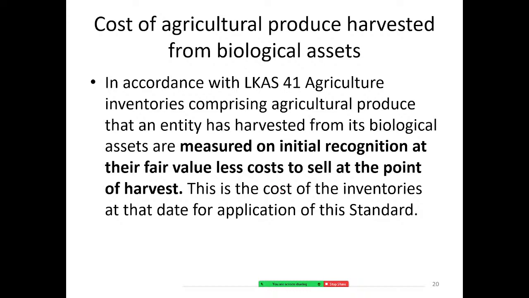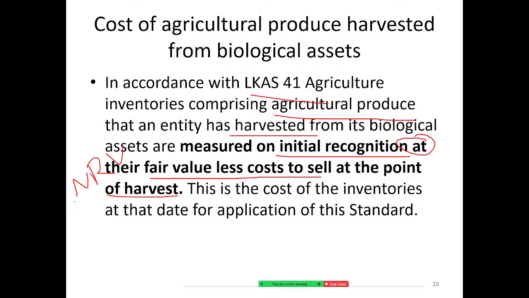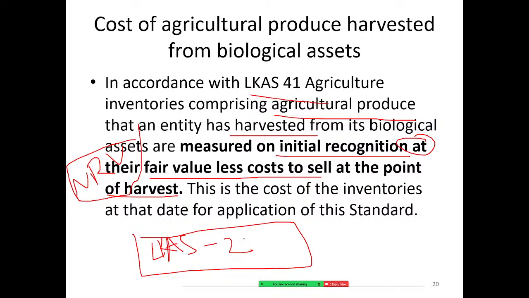Now just discuss the first part, that is, the cost of agricultural produce harvested from biological assets. In accordance with LKAS 41, agricultural inventories comprising agricultural produce that an entity has harvested from its biological assets are measured, this is important, on initial recognition at their fair value less cost at the point of harvest, the split-off point, NRV. We are not considering the cost, so the cost equals NRV. So this is the cost of inventories at that date for application of this standard. According to LKAS 8 and LKAS 2, this is how to value the agricultural produce from biological assets based on NRV.